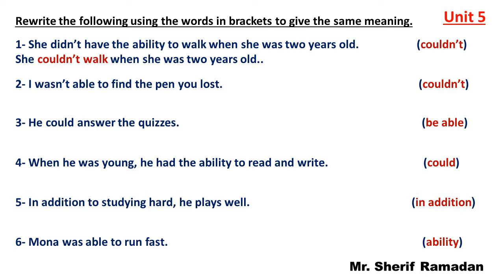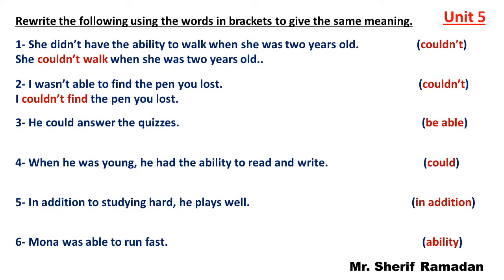يبقى أنا هحذف تماما كلمة didn't have the ability to. كل الجزء ده يتشال وأقول couldn't وأجيب الفعل مباشرة في المصدر couldn't walk. Number 2. I wasn't able to find the pen you lost. استخدم couldn't. برضه هشيل wasn't able to. هقول I couldn't find the pen you lost.